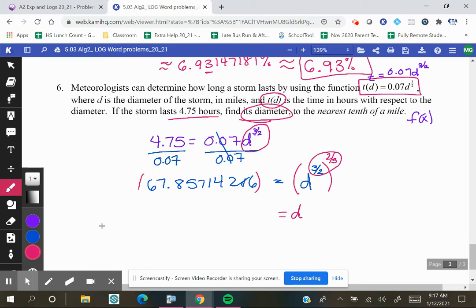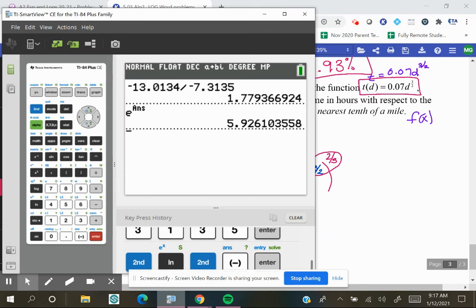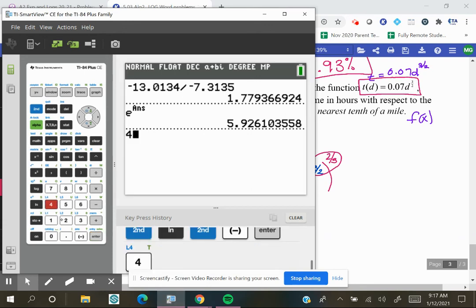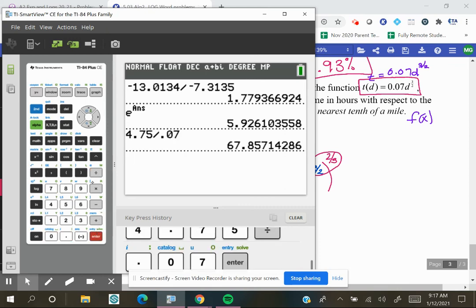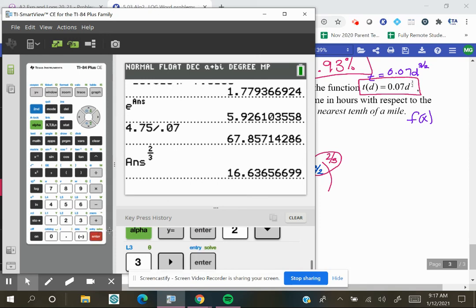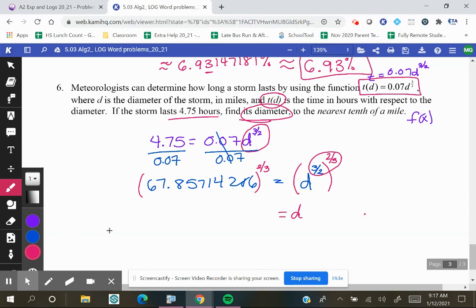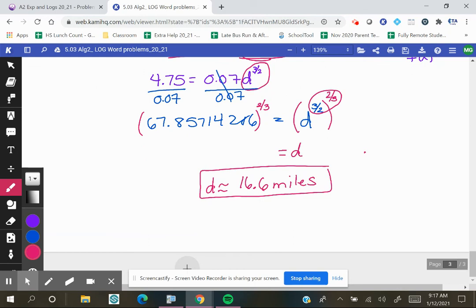If I do that to the right-hand side, I also need to do it to the left-hand side. So here, you're just typing that whole thing right into your calculator. So you would have 4.75 divided by 0.07, and now you're raising that to the 2/3 power. Write out your whole decimal and round it to the nearest tenth. So you should have that whole thing written out yourself and then round to the nearest tenth, which is 16.6 miles. All right, and that is it for our word problems today.